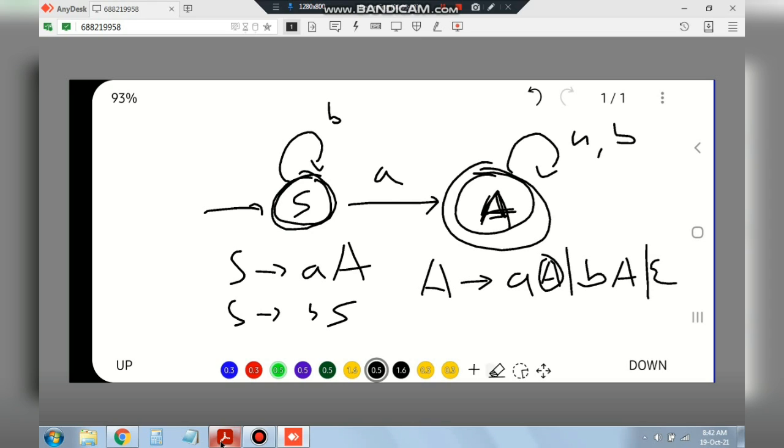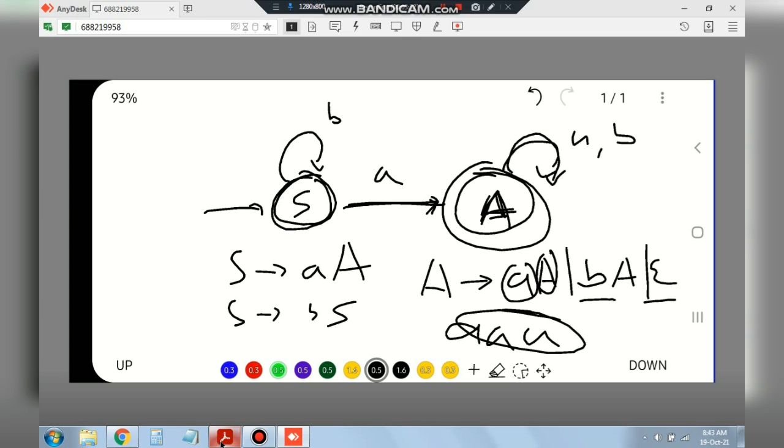If I don't write it here, suppose I don't write capital A here, what will happen? If I want to generate a string like AA, I cannot generate it, because the first A will lead me to here, the second A will lead me to here because of A, then it will stop. If I want to continue, I'll write capital A here. This can be replaced with either aA, bA, or epsilon. Okay, so I'll get the required string.